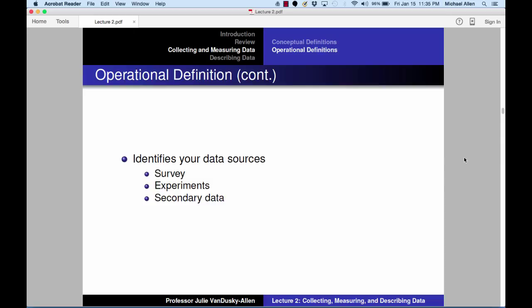In our operational definitions, we also have to identify our data sources. There are many places we can find data. We could conduct a survey or experiment. Alternatively, we could rely on data that other scholars have collected, known as secondary data.